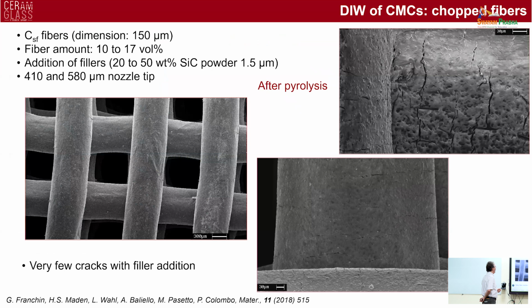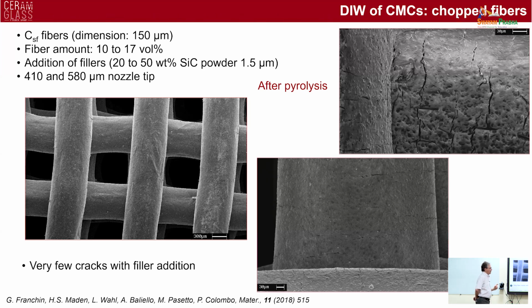In order to reduce the shrinkage, what you can do is, of course, add fillers, because you're substituting part of the volume of the material that shrinks with a material that does not shrink. So we added silicon carbide particles. Of course, you can choose a wide range of particle sizes. We tested different ones, but 1.5 microns worked well. And note that, of course, you can add different amounts.